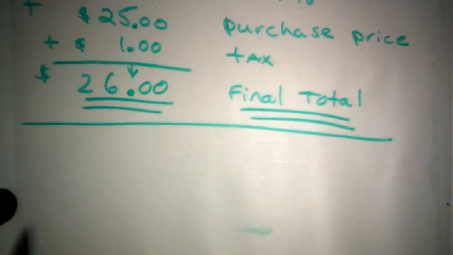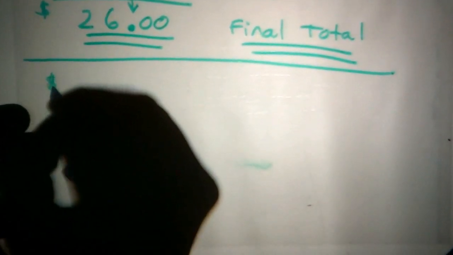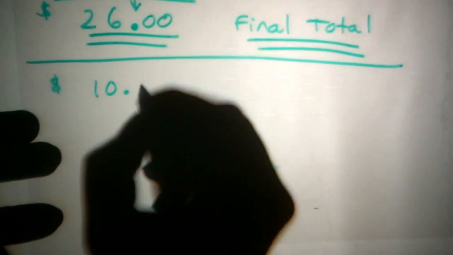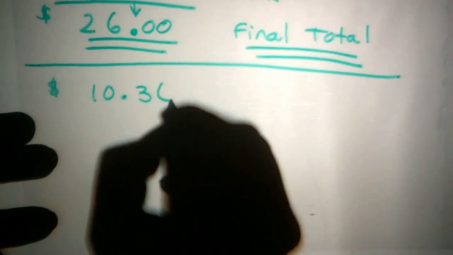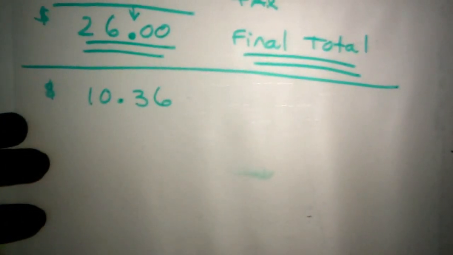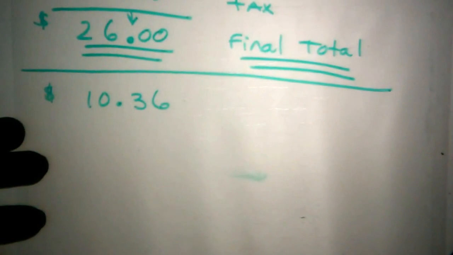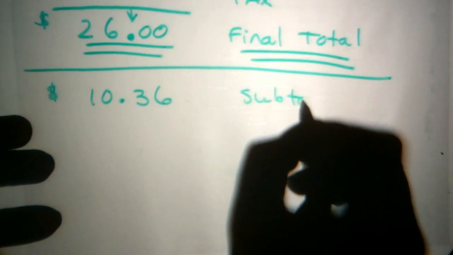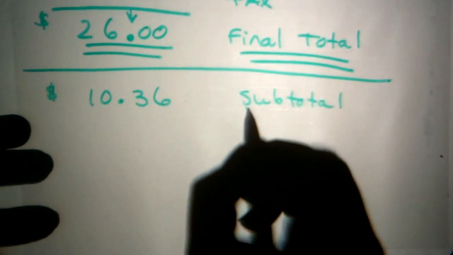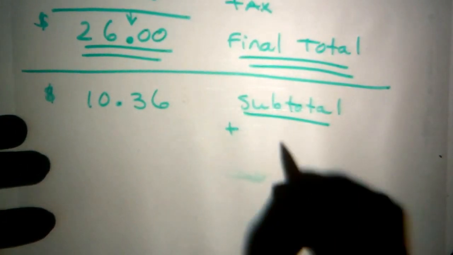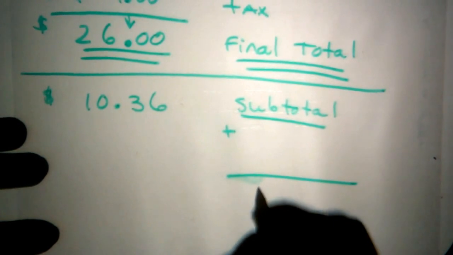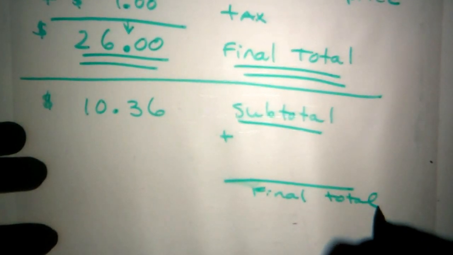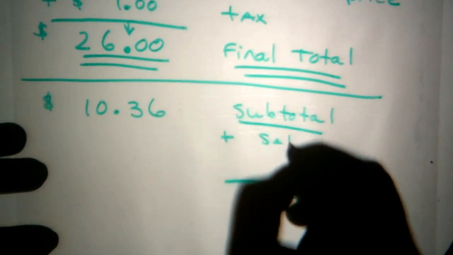If I had, let's say I bought something that was $10, a bag of grapes. I love grapes. I'm going to buy a large bag. So my bag of grapes came to $10.36. So that's what we call a subtotal. Why is it a subtotal? Because I'm going to add more to it before I get my final total. What do I need to add? I'm going to add sales tax.